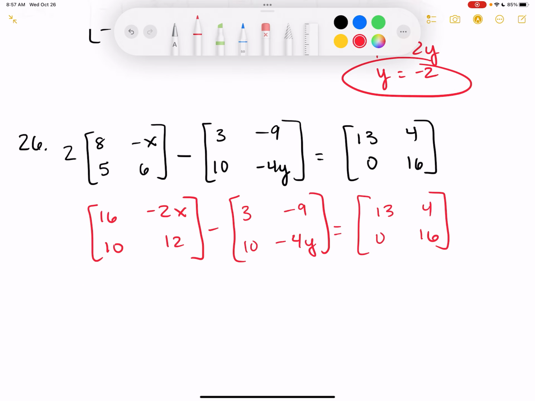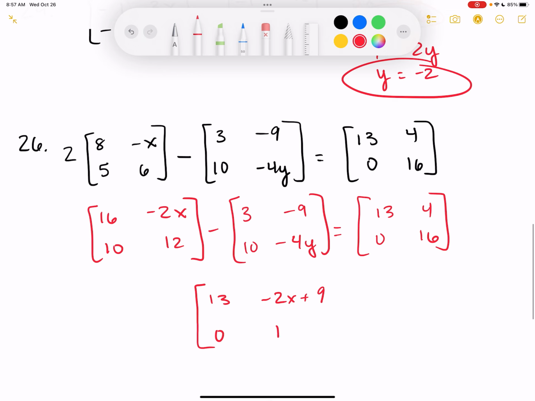So now I need the left to become one matrix, so I'm going to combine those things together. So keep in mind that the rule of like terms still applies. So you have 16 minus 3. So this one's a minus. That's good because we didn't have a minus one earlier. 16 minus 3 is 13. -2x minus -9. So that's going to be -2x plus 9. 10 minus 10 is 0. And then 12 minus negative 4y is 12 plus 4y, is equal to the stuff on the other side.